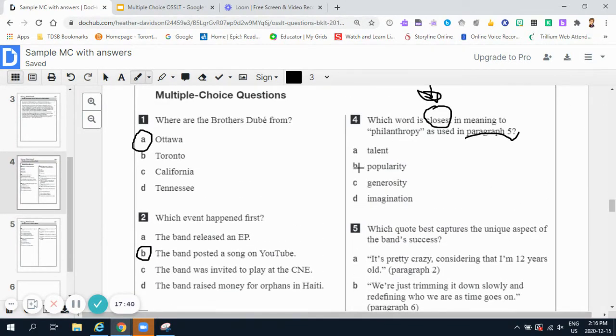Talent. Not really. There's nothing there about how talented they are. It's about what they're doing with it. Popularity. No, there's nothing there. This isn't about their YouTube channel. There's nothing about them being popular. Generosity, yeah, that definitely works because they're giving back to other communities. Imagination, possibly. This is what we call a distractor, right? Because this is when it does kind of work because they're doing all these different things. But this is why we're reading this word closest. Imagination might work. Generosity is better.